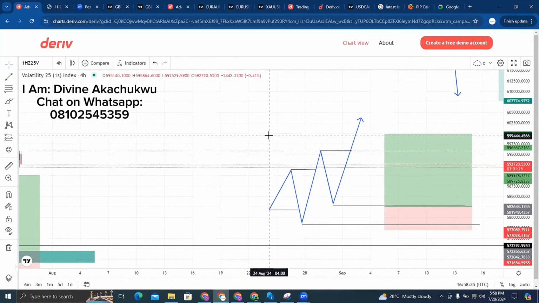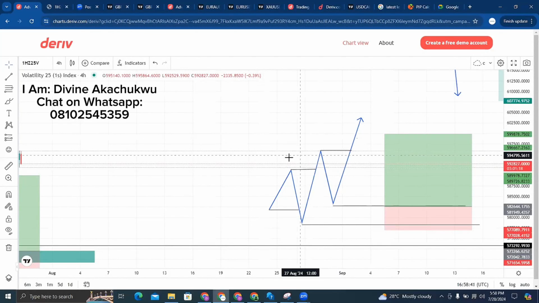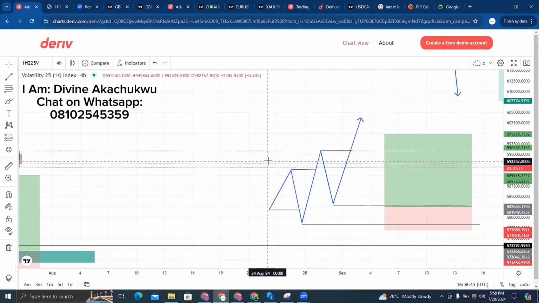Now, like I said earlier, liquidity is what moves the market. Have this at the back of your mind. Liquidity is what moves the market. And inducements are traps that trick you into entering a trade in the wrong zone.